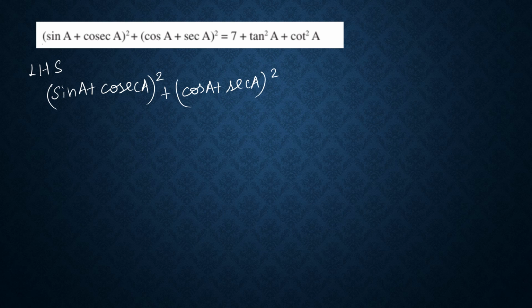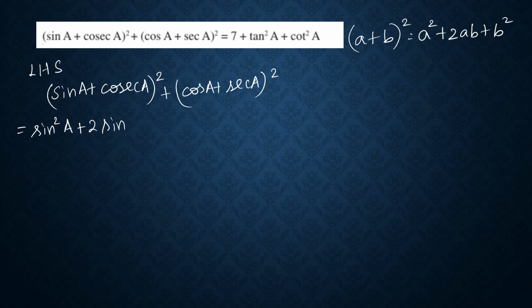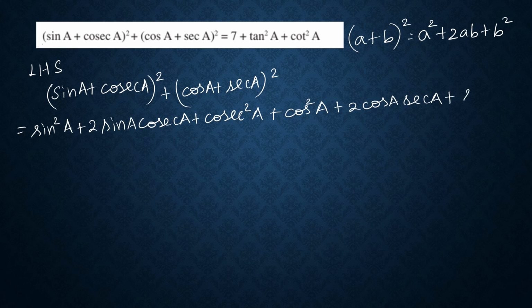I am going to apply the identity A plus B the whole square equal to A square plus 2AB plus B square. That is what I am going to apply. Equal to sin square A plus 2 sin A cosecant A plus cosecant square A plus cos square A plus 2 cos A secant A plus secant square A.